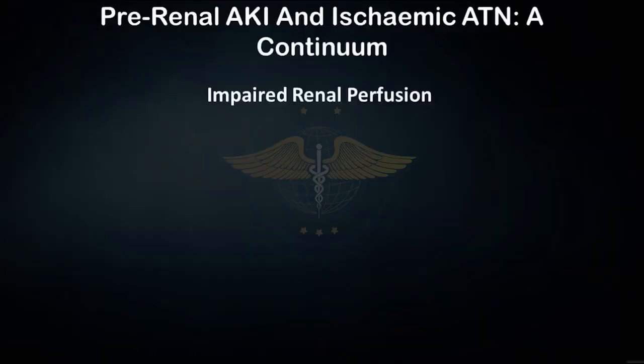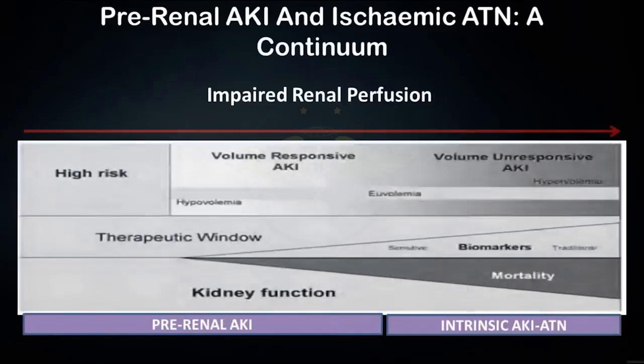Now, as I said earlier, pre-renal AKI and intrinsic ischemic acute tubular necrosis are a continuum of disease. Initially, when the renal perfusion is impaired, the renal function declines. At this time, the patient is still volume responsive. If the perfusion is restored, the renal function recovers more rapidly. That is the therapeutic window we have. However, if the cause of AKI persists and the renal perfusion is not restored, there is structural damage with tubular necrosis, and at this time the patient may become volume unresponsive.